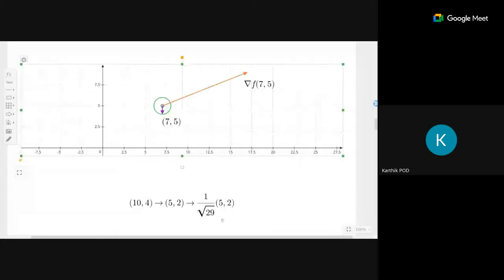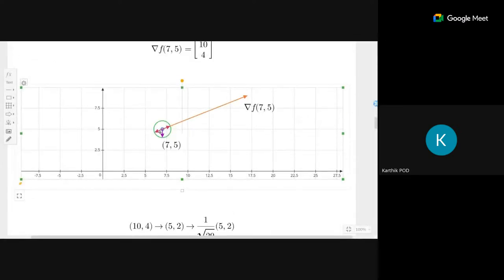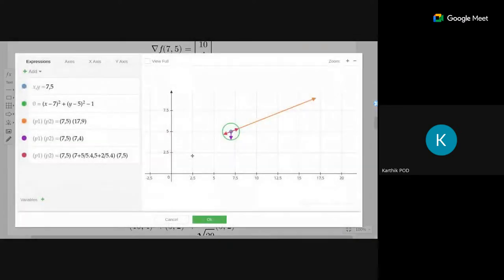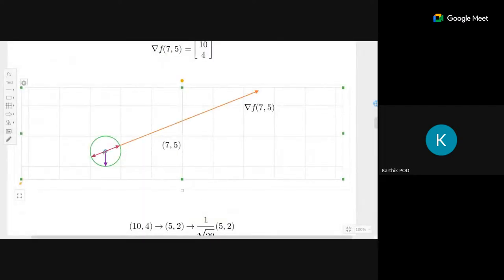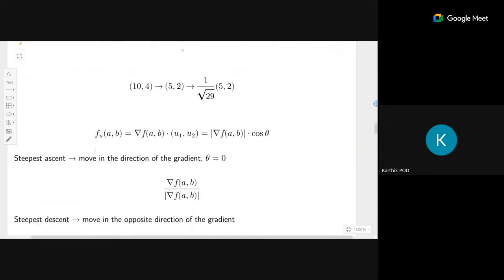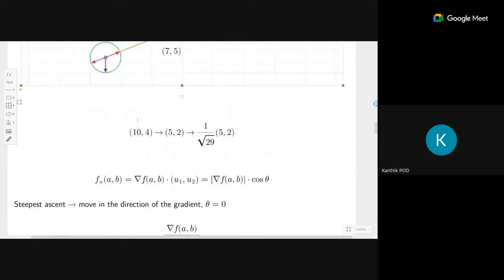Okay, this is the direction of steepest descent. All right, so this is what we are claiming. If you move in the direction of the gradient, the function's value will increase the most. If you move in the direction of the unit vector opposite to the gradient, which is this one, the function's value will decrease the most. So these are what are called steepest ascent and steepest descent.